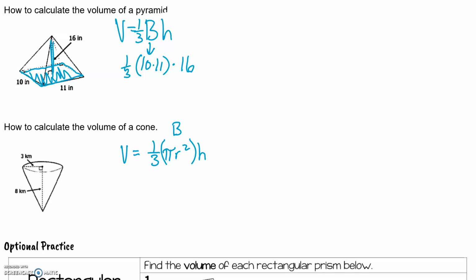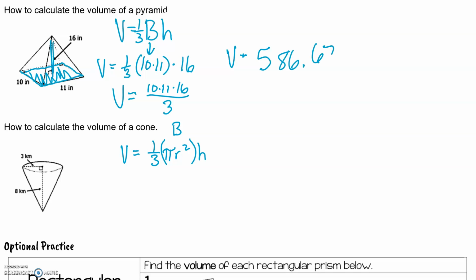All right, now if you're using a calculator at home, go ahead and multiply 10 times 11 times 16. Once you have that overall answer, divide by 3 or multiply by 1/3, whatever you feel most comfortable with. Your overall volume for the pyramid should end up being 586.67 inches cubed.